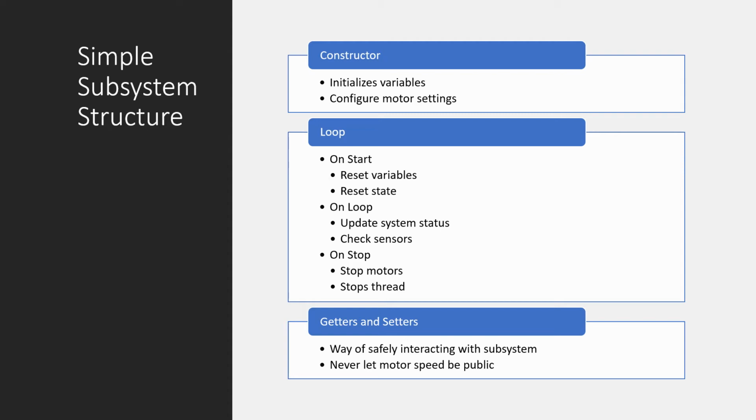Then all of these subsystems have getter and setter methods, and this is a way of safely interacting with the subsystem. So say a driver wants to input a command to the subsystem and get it to do something, it would be through getters and setters. This is kind of like a safety thing, so that we never let the motor speed be public. If it is, then you might accidentally break something in the mechanism by turning on the motor at a bad time. So always make the motor speed setter private.